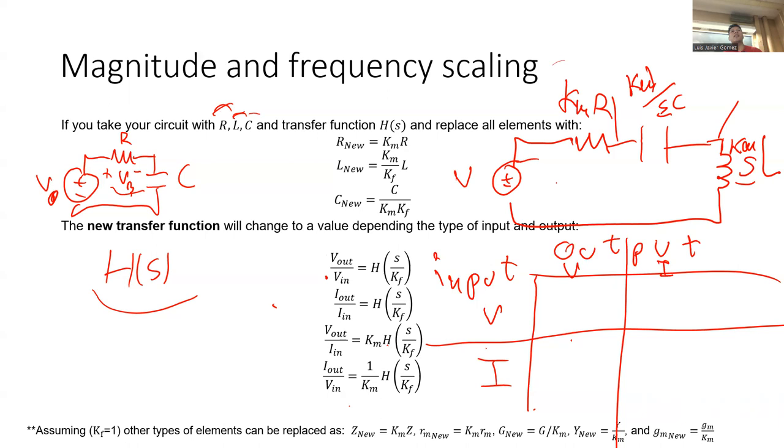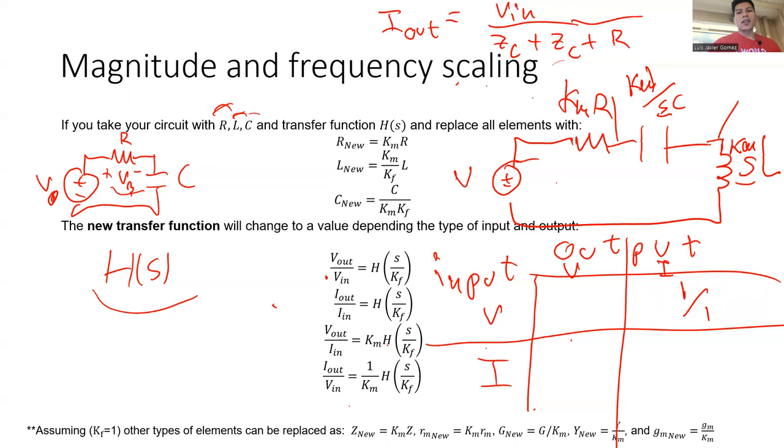So here I'll write out what the current going through the circuit is. The I out will be equal to V in divided by ZL plus ZC plus R. So if I multiply all three of them by 3, what would happen to my current? It becomes 3 times smaller. So that means that the current is actually 1 over Km.